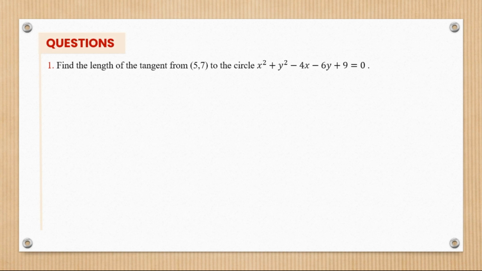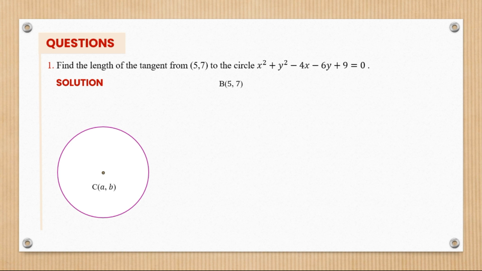Let's look at some examples. So I've been told to find the length of the tangent from point (5, 7) to the circle x squared plus y squared minus 4x minus 6y plus 9 is equal to 0. So let's sketch this. Let's call the point B, and we give it the coordinates 5, 7. It touches the circle at point A. The radius is r, and then that is the line CB.